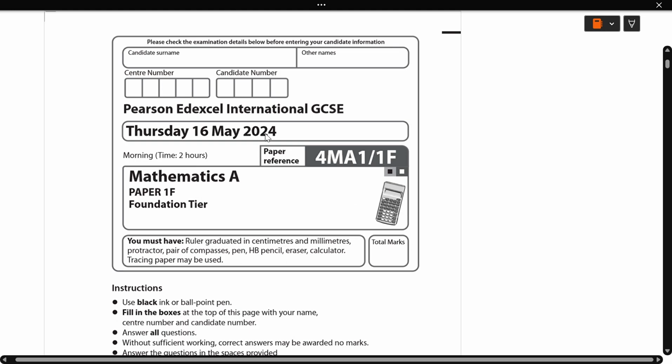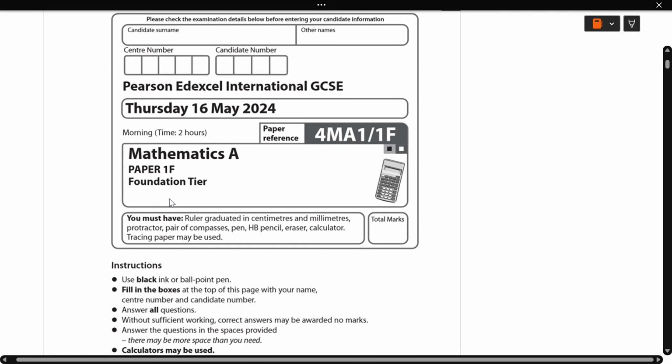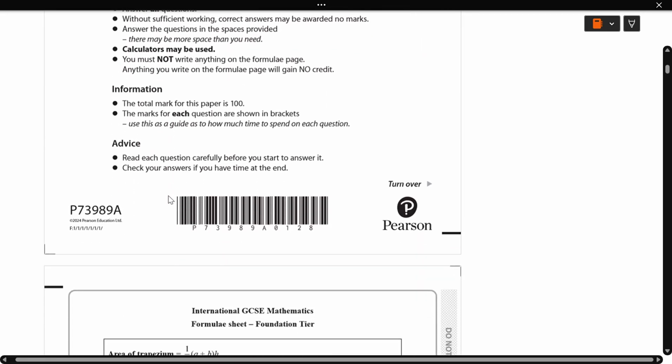Hi, this is 4MA1 1F, 16 May 2024, paper foundation trial. Okay, let's go for the first question.